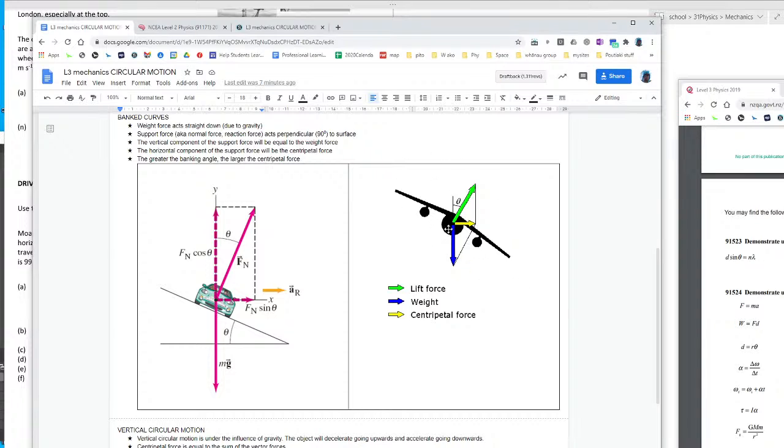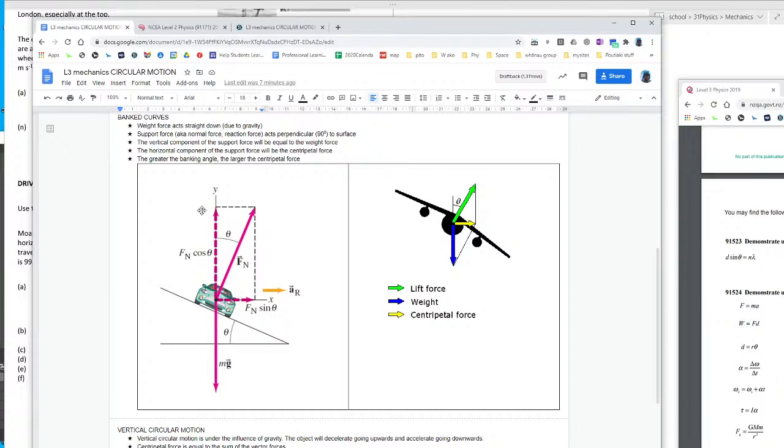Lift force acts kind of the same way. We can think of it in the same way as we think of these sort of questions here. The lift force is going to be what we'd call our normal force or reactive force or supportive force in this case. The weight force is going to act down again, and then again the centripetal force is going to be acting towards the center of the circle that it's making.